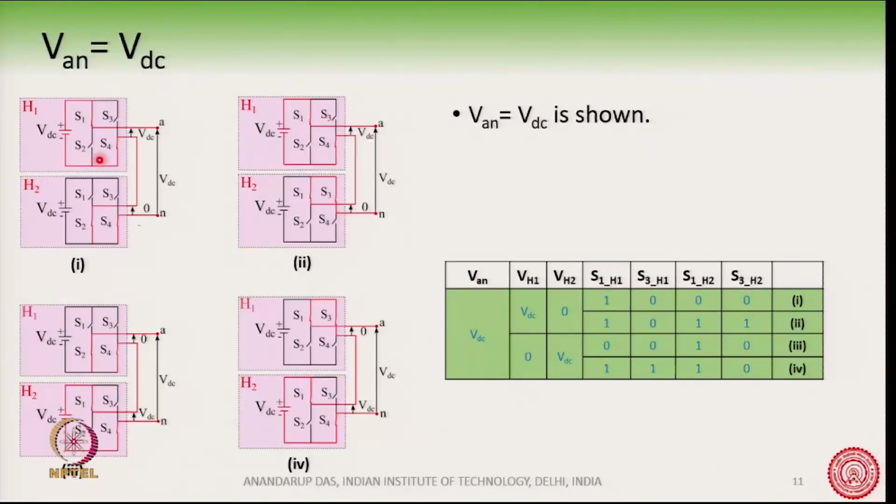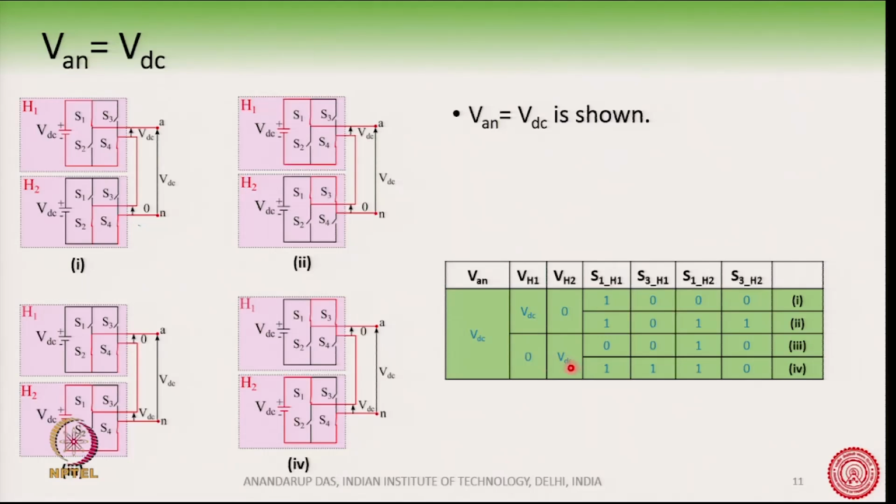So, there are two switching states or switching combinations possible in order to get 0 voltage. Or we can say that in order to get this combination VDC and 0, there are two switching multiplicities possible. The word multiplicity is used here: there are two switching multiplicities possible in order to get this VDC and 0.